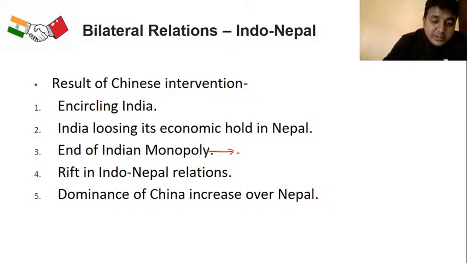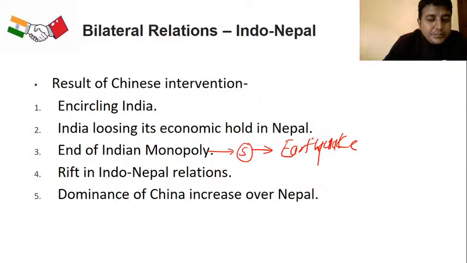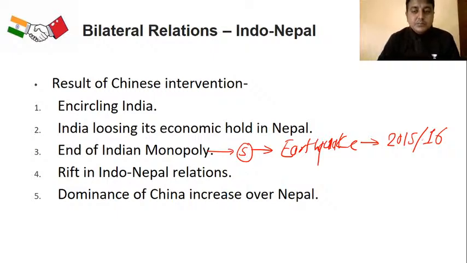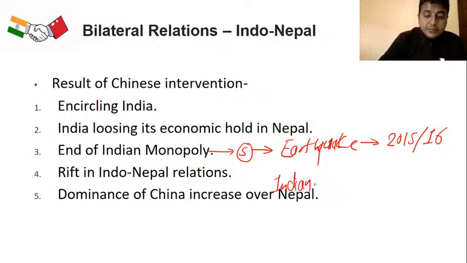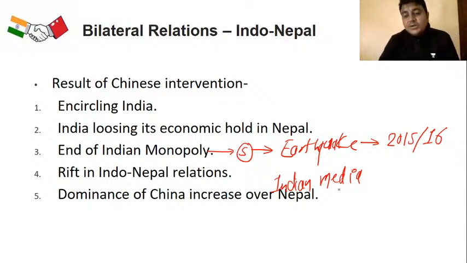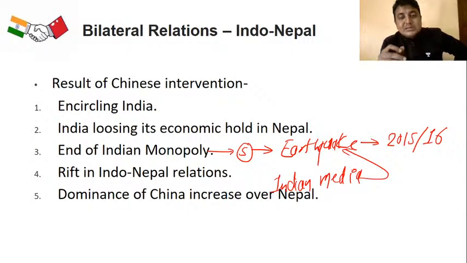What about the social aspect? As you know, there was an earthquake. Do you remember there was an earthquake in Nepal? I think, if I'm not wrong, in 2015 or 2016, a massive earthquake struck Nepal, and India supported Nepal financially. But at the same time, Indian media portrayed Indian help in such a manner that Nepal considered it a humiliation.